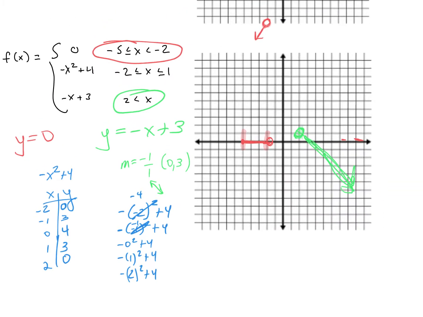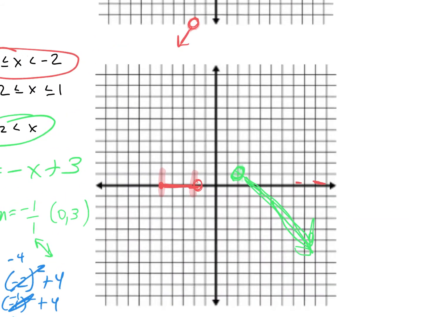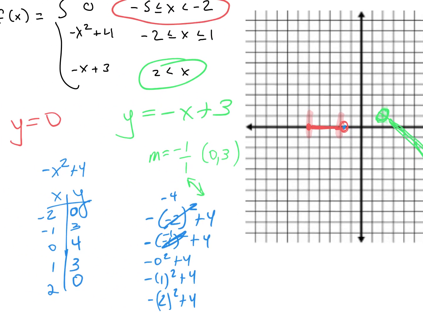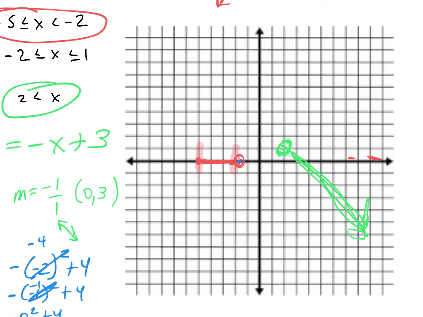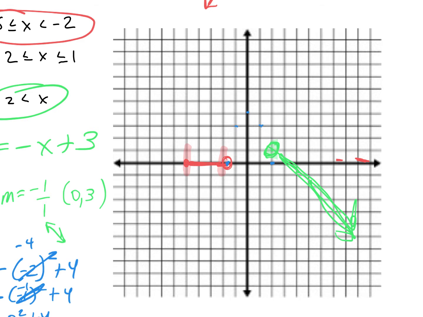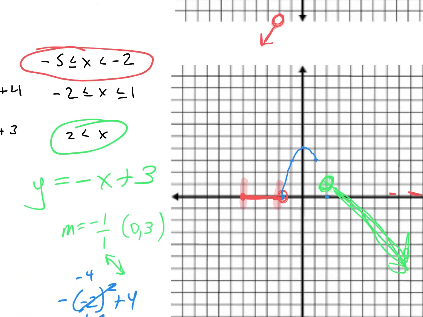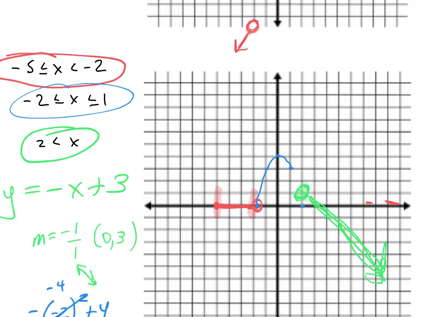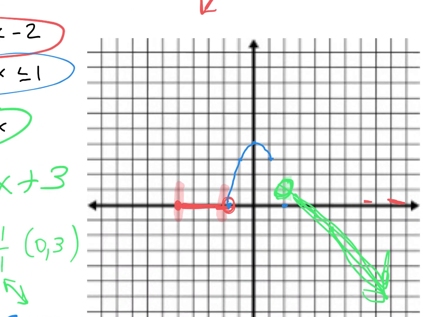So here are my points. So let's just plot them. I have -2, 0; -1, 3; 0, 4; 1, 3; 2, 0. And if I draw my parabola, where is my boundary line? What do I want? Between what and what? Between -2, where x is -2.